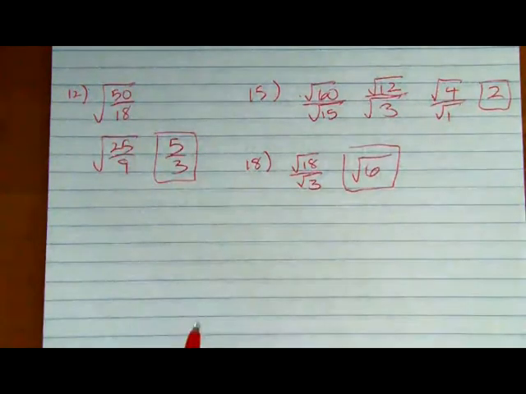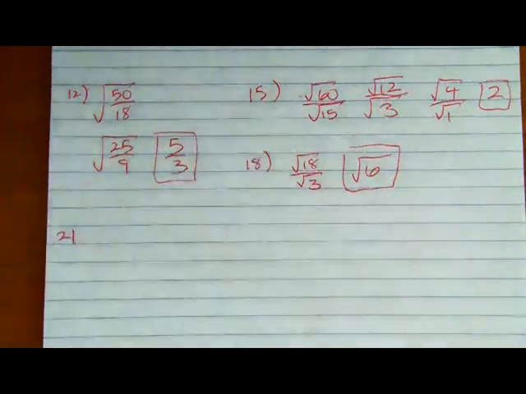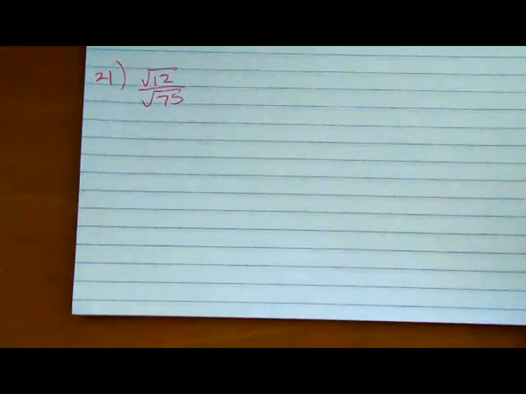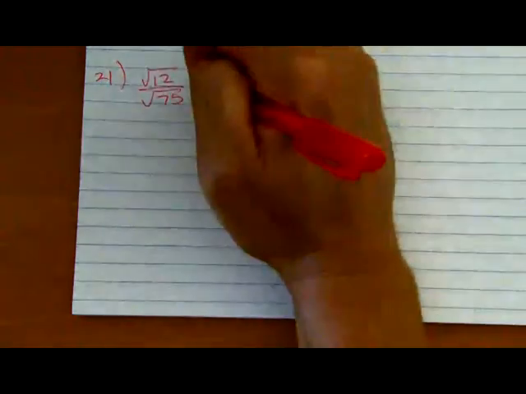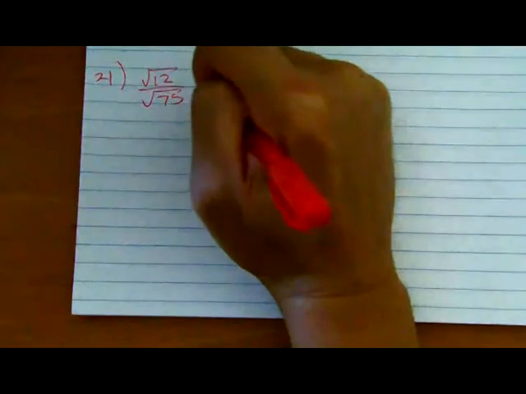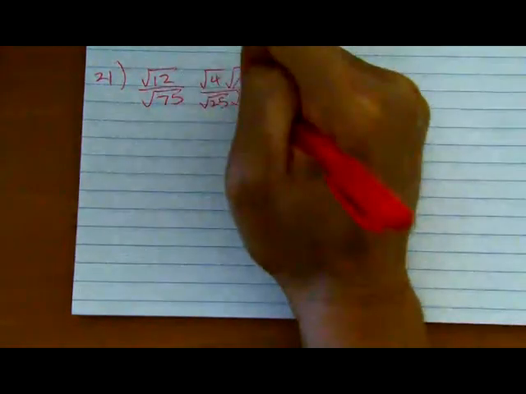Number 21 says square root of 12 over square root of 75. Both numbers can be divided by 3. We'll simplify the fraction. If you're not sure what I mean, we could factor it. 4 and 3, 25 and 3. That cancels.